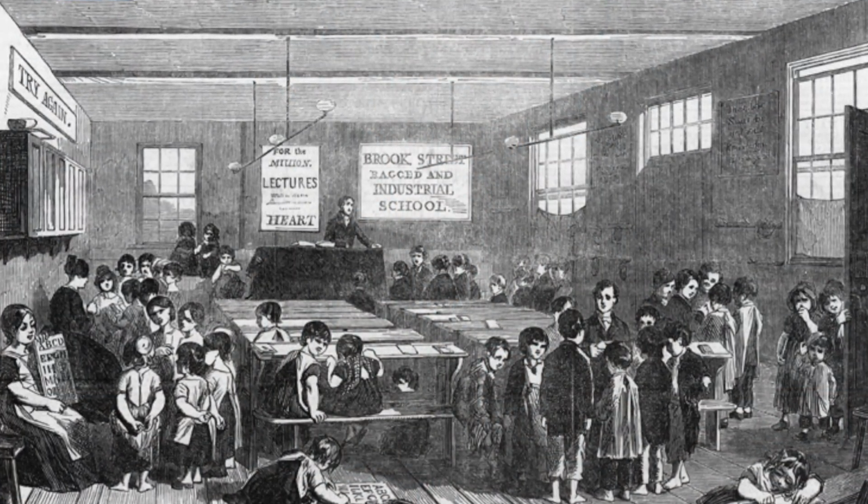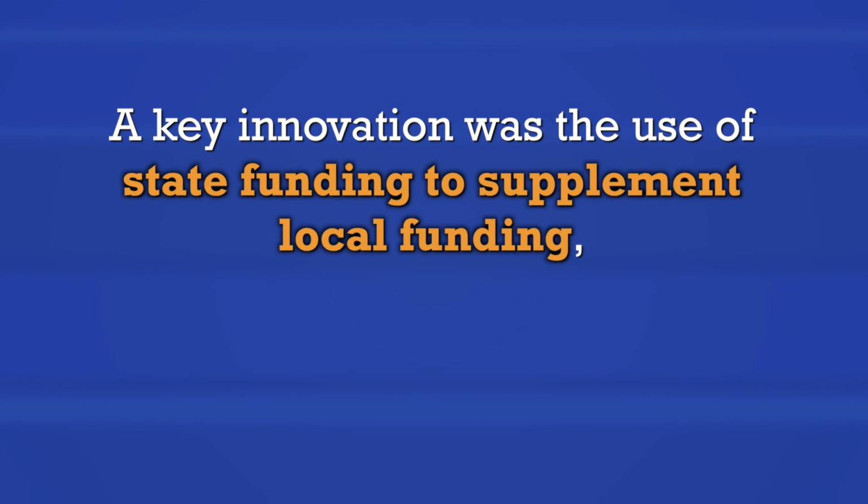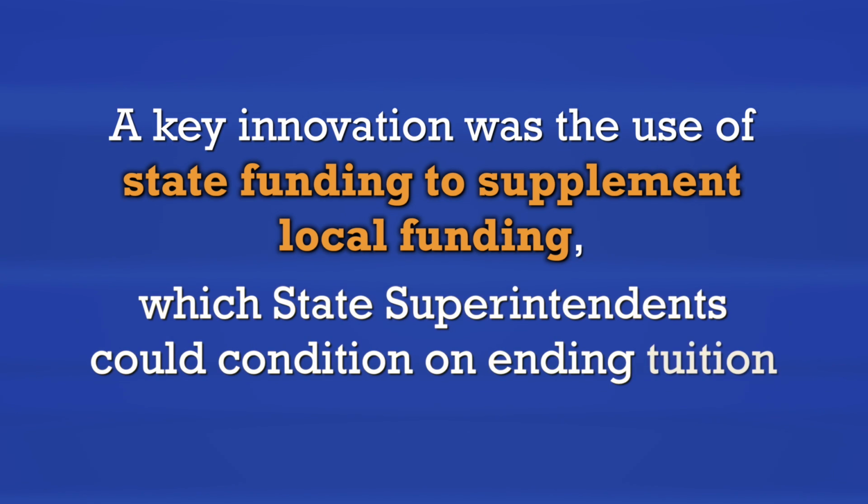In pursuing tuition-free schooling, these middle-class reformers found common ground with more working-class Jacksonian Democrats, and both railed against the private academies and charity schools that might solidify class divisions. A key innovation was the use of state funding to supplement local funding, which state superintendents could condition on ending tuition. In a sense, this program required a blend of equality and excellence.